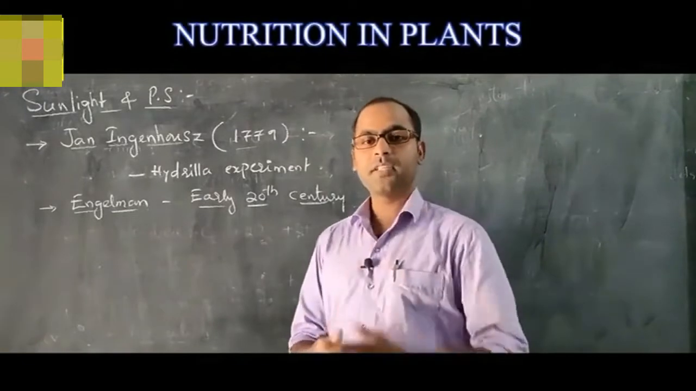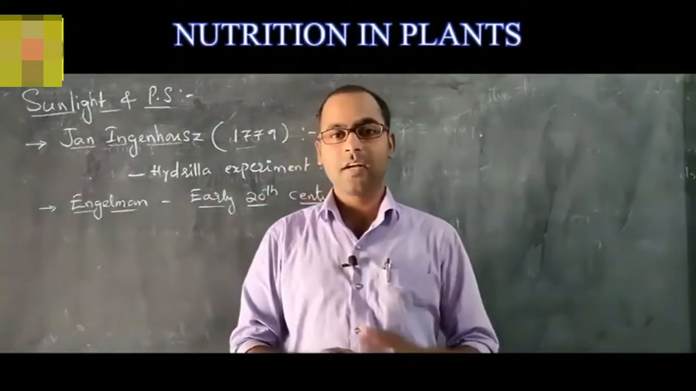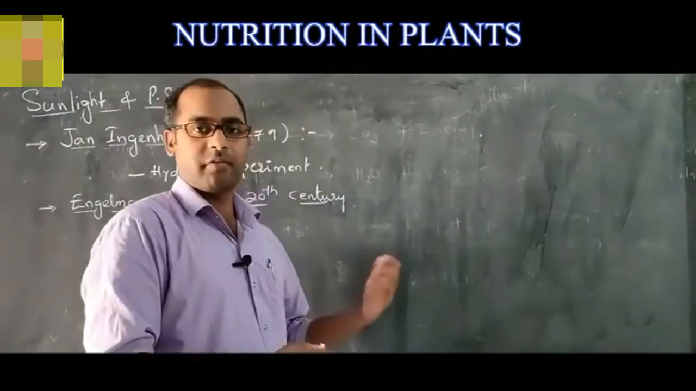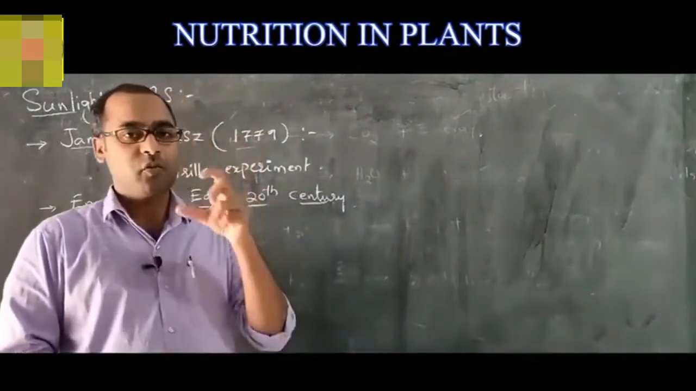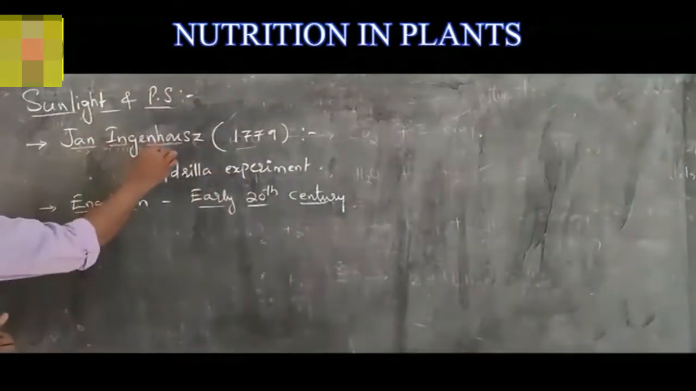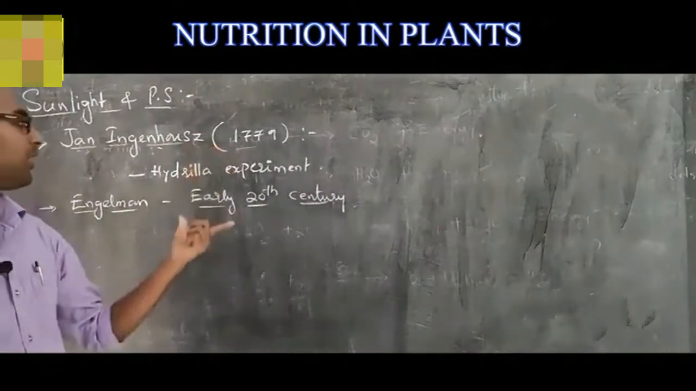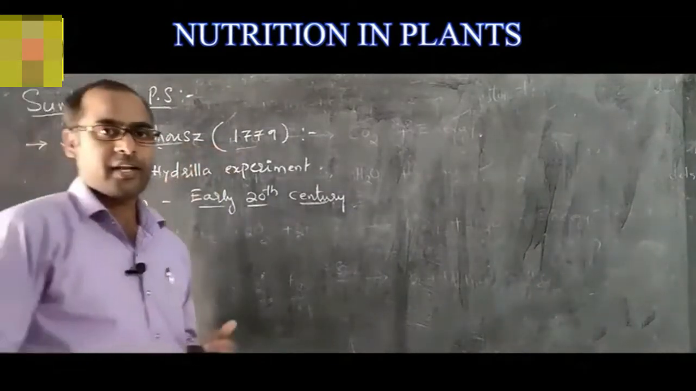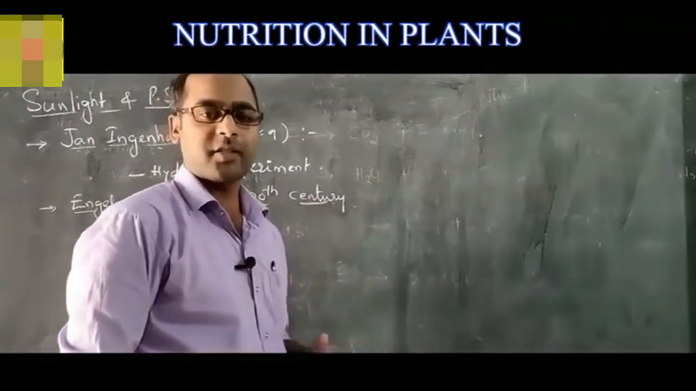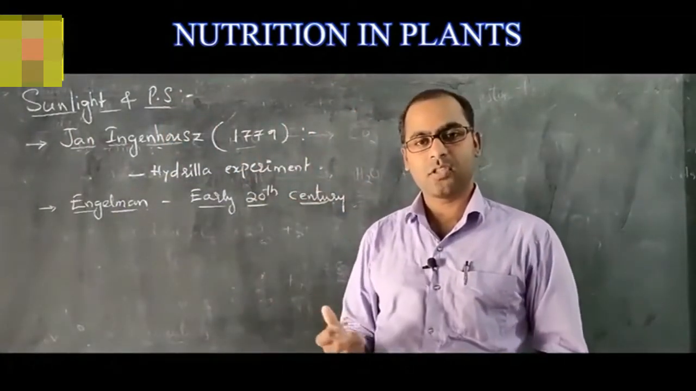In support of the previous confirmation that sunlight is necessary for photosynthesis, that we have confirmed in the equation we have just discussed, John Ingenhousz in 1779 performed an activity by taking hydrilla plants. He performed an experiment to prove that sunlight is necessary for photosynthesis.